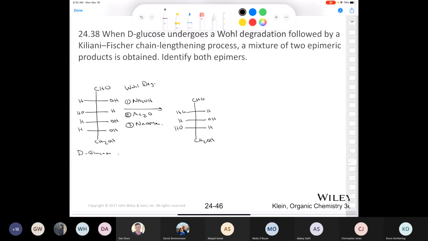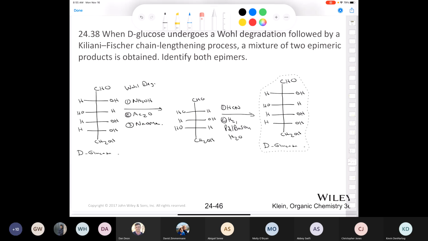And now we're going to lengthen the chain using the Kiliani-Fischer synthesis. So first step is going to be hydrogen cyanide. Second step is going to be hydrogenation conditions with palladium on barium sulfate in water. And then we're going to end up with a mixture of epimers. And so I'm not only going to end up with my starting material, D-glucose, I'm going to end up with this.